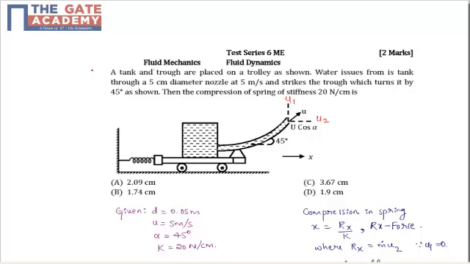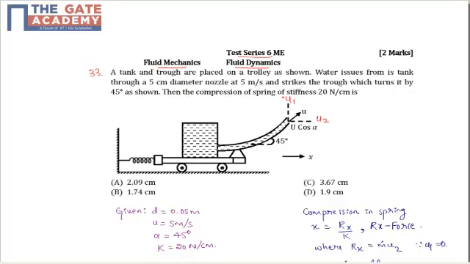Hello students, this question is from test series 6, subject fluid mechanics and chapter fluid dynamics, and it is of 2 marks. The question says, a tank and trough are placed on a trolley as shown. Water issues from a tank through a 5 cm nozzle at 5 meter per second and strikes the trough, which turns it by 45 degree as shown.